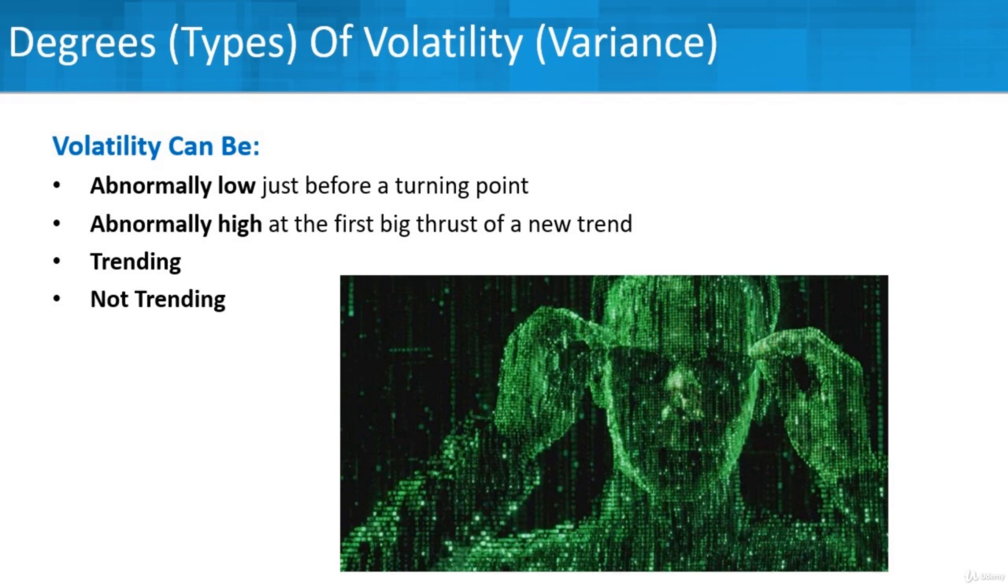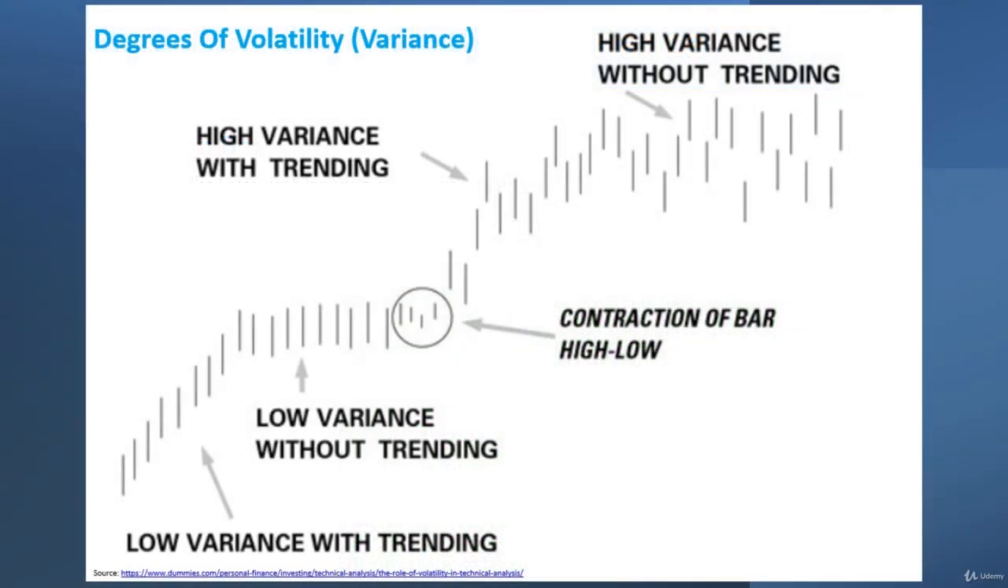But with volatility, you can think of it like a matrix where there's a matching up between the type or degrees of volatility. And volatility, as we learned, can be abnormally low or abnormally high. Low would typically be just before a turning point is coming, and high would be the first big thrust of a new trend. But you also need to consider, when you're looking at that volatility, is something trending or not trending already before this low or high volatility starts coming into play. So we're going to look at that matrix between these four concepts, putting that all together. And we're going to look at that graphically, and then we're going to break this down in great detail, looking at degrees of volatility.